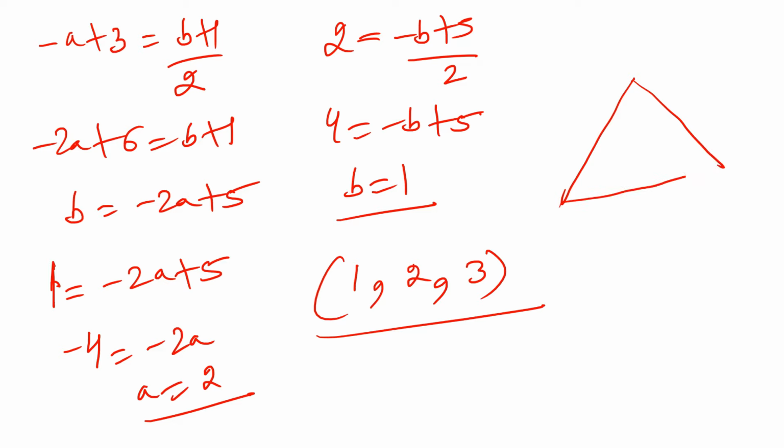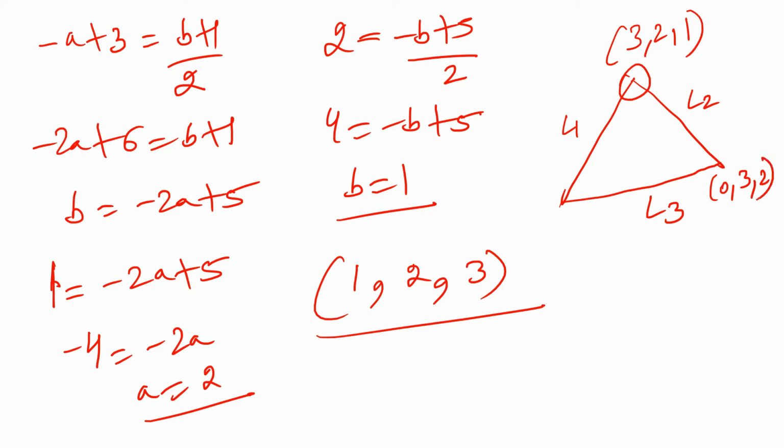So that means if this is L1, this is L2 and this is L3, then this point has the coordinates 3, 2, 1. That was our first point. Second, for L2 and L3, it was 0, 3 and 2. And lastly, for L1 and L3, it is going to be 1, 2 and 3. Fine.